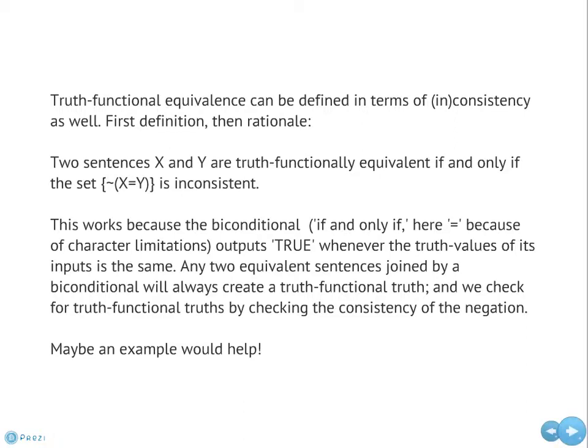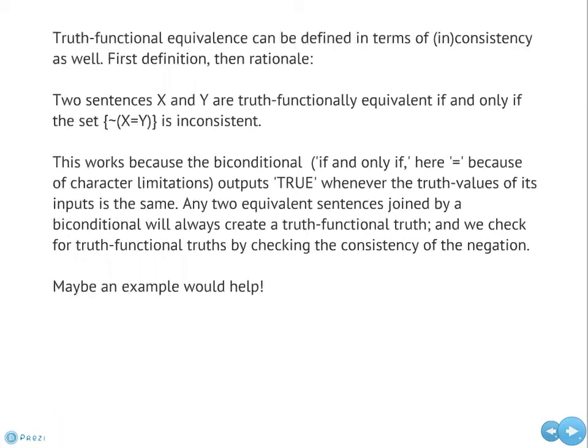The biconditional outputs true whenever the truth values of its inputs are the same. So any two equivalent sentences with the same truth table, if they're joined by a biconditional, that biconditional is going to always output true. So two equivalent sentences joined by a biconditional creates a truth functional truth. And we know how to check for truth functional truths. We check for the consistency or lack thereof of the negation. Maybe an example would help.